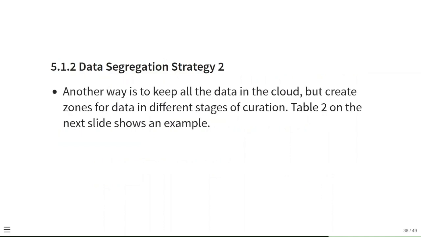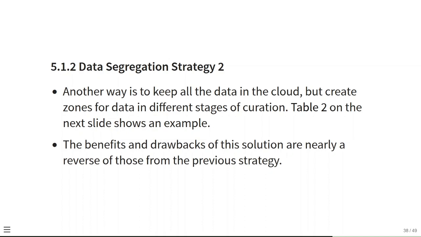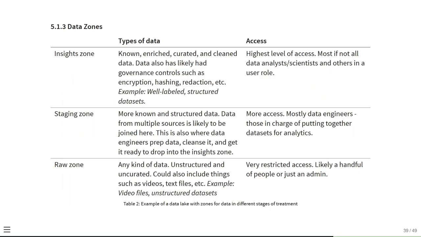Another way is to keep all the data in the cloud, but create zones for data in different stages of curation. And Table 2 on the next slide shows an example of this. The benefits and drawbacks of these solutions are nearly a reverse of those from the previous strategy. And here we see an example of 3 data zones for different kinds of data or data with different levels of curation applied to them.